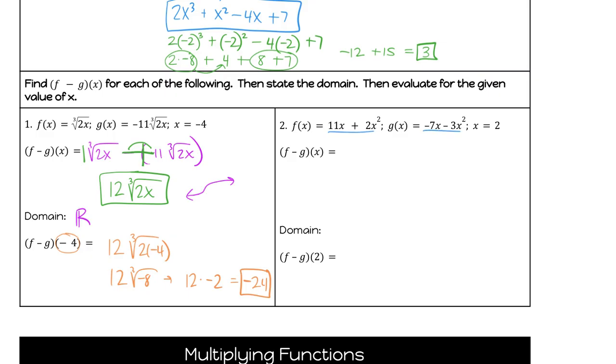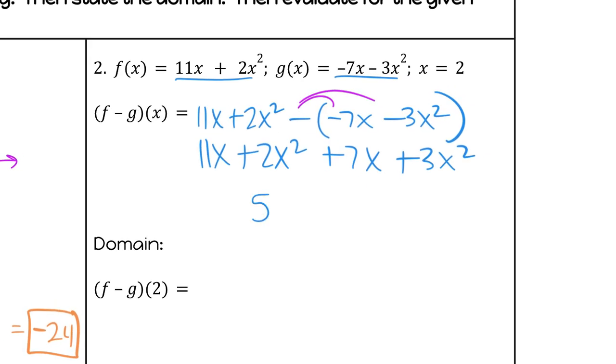So we're going to subtract those. So 11x plus 2x squared minus negative 7x minus 3x squared. And then again, I'm just going to distribute that negative. So we have 11x plus 2x squared plus 7x plus 3x squared. And then combining like terms gives us 5x squared plus 18x.